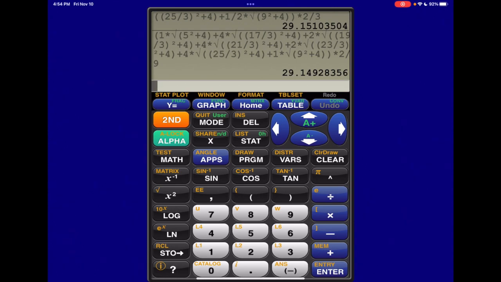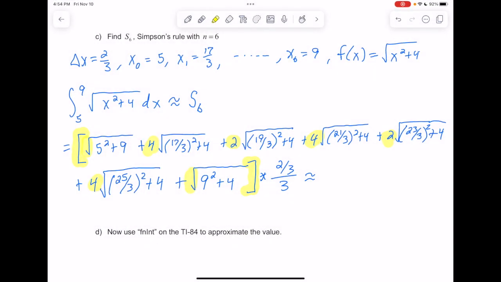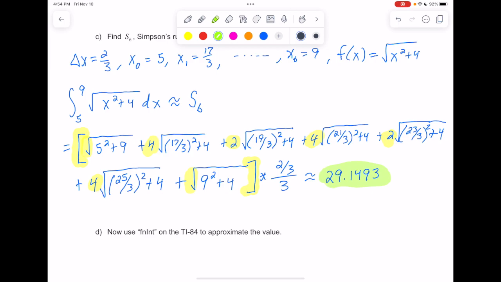So 29.1492836, rounding that to 4 decimals will be 29.149, and then that 2 will round up to a 3 because of the 8 that follows it. So we're going to have 29.1493. So we go back and we write that one down. Let's do it in blue instead of in highlighter. So 29.1493. So there's my Simpson's rule answer. Typically, that is going to be your most accurate of the 3, but we don't know the right answer yet, so it's hard to say for sure.